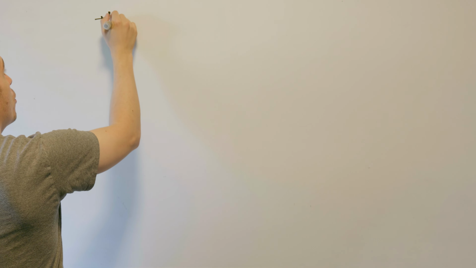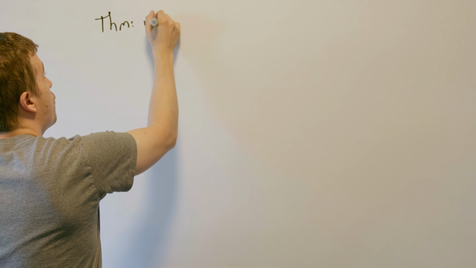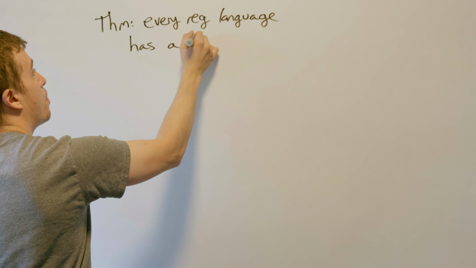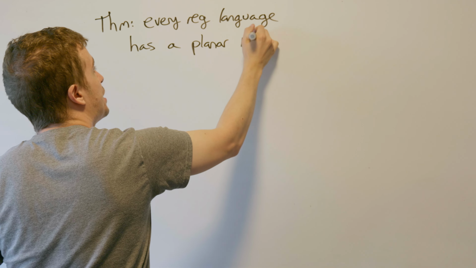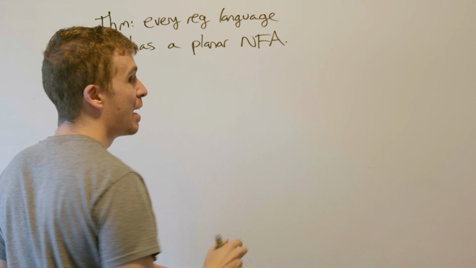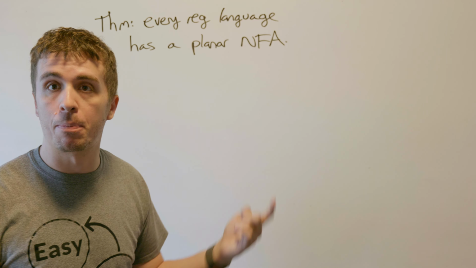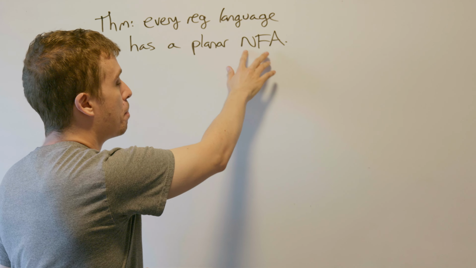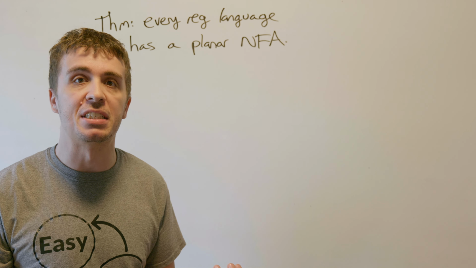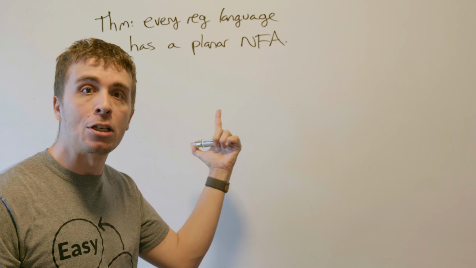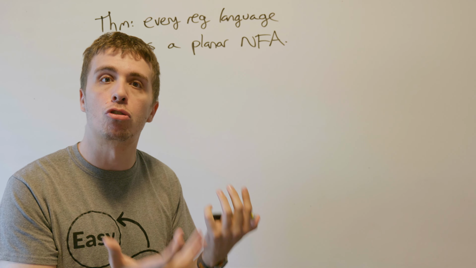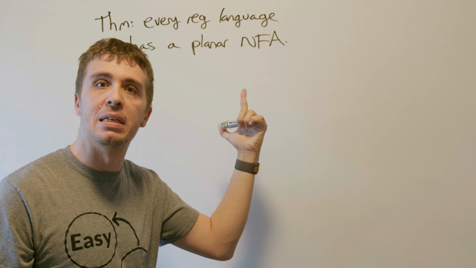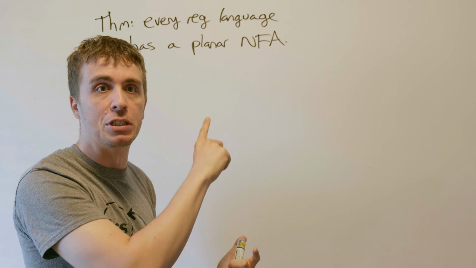The thing that we're going to be proving is that every regular language has a planar, non-deterministic finite automaton. And actually, the non-deterministic part is really important here, because if you replace this with deterministic machines, then this is not true. And I invite you to try to come up with an example of that. So we actually do need the non-determinism here in order to show that this is true.